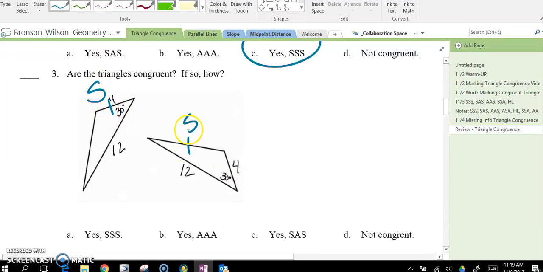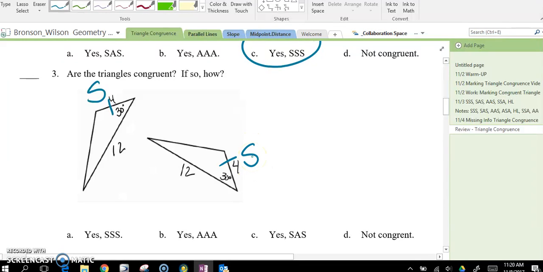Can I do this? What did Miss Wilson do wrong? It's not on the same side, is it? So that is not correct. I have to put the tick mark with what number? The 4. Very good. I'm also going to label it a side.